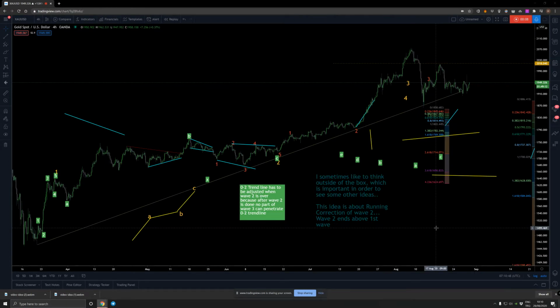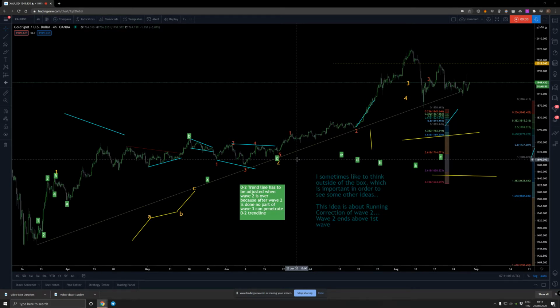Now, when I did this first analysis, gold was around the 1700s or so. We did go all the way up to, well, you know how much it did. So it was a good analysis overall.